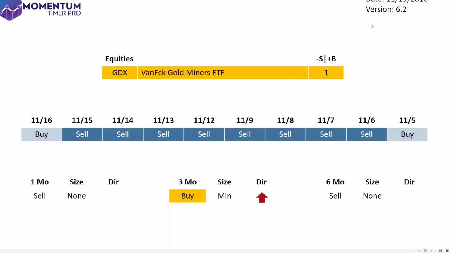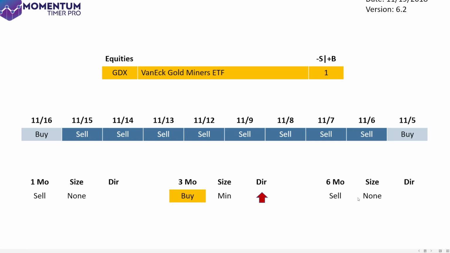Let's take a look at GDX. Here's a very volatile security, much harder to identify on longer term signals. We'll look at November 19, 2018. It just so happened that on that day it was triggering a sell to a buy on the daily, but you're not worried about that. If you're trading the long term signals, the dailies don't matter. You see here, no position size on the 1 month, telling you there's been a pullback.